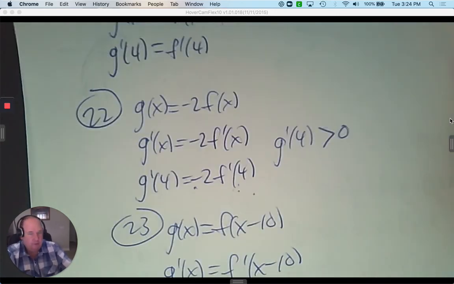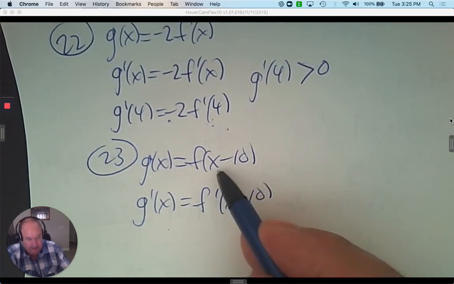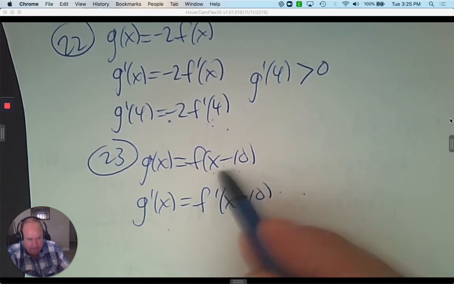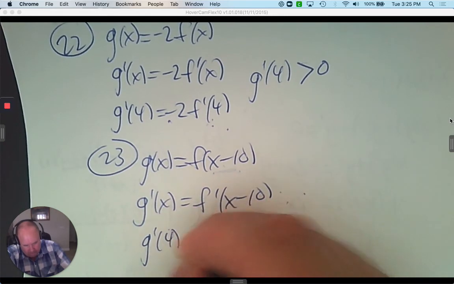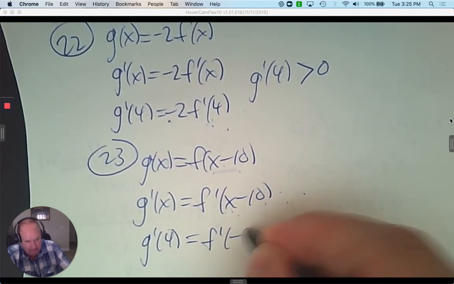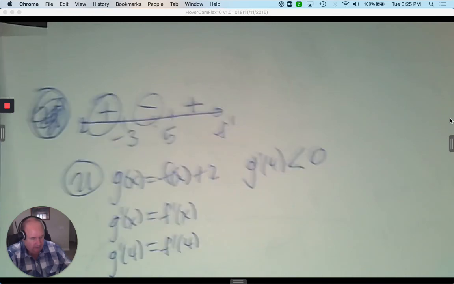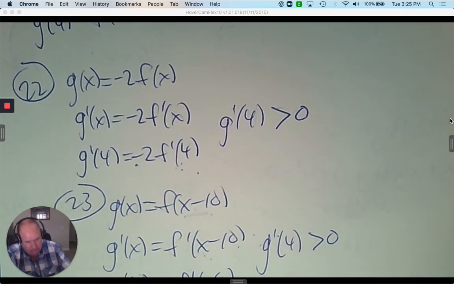So the derivative in this case is the derivative. Now, the derivative of x minus 10, we would have a hook here, but the derivative of this is 1, so there's no hook. And then when I plug 4 in here, 4 take away 10 is negative 6. So take the derivative where negative 6 is, what do you get? And you get a positive answer. So this last one, because you get a positive answer, it's greater than 0.